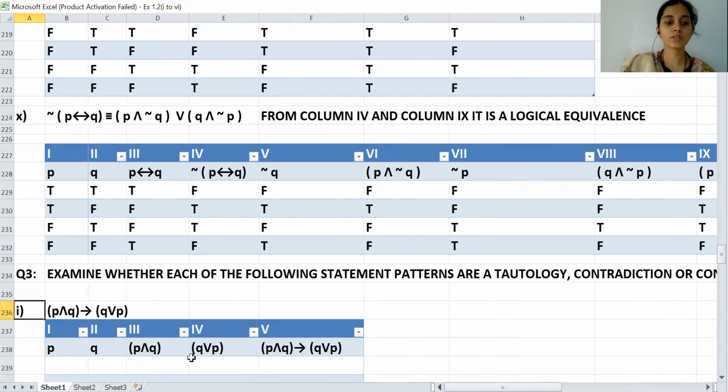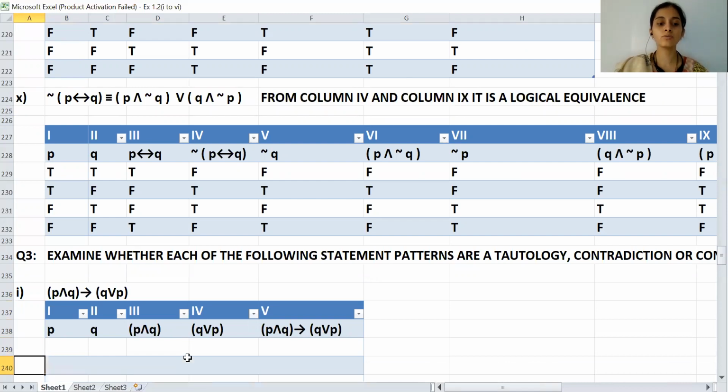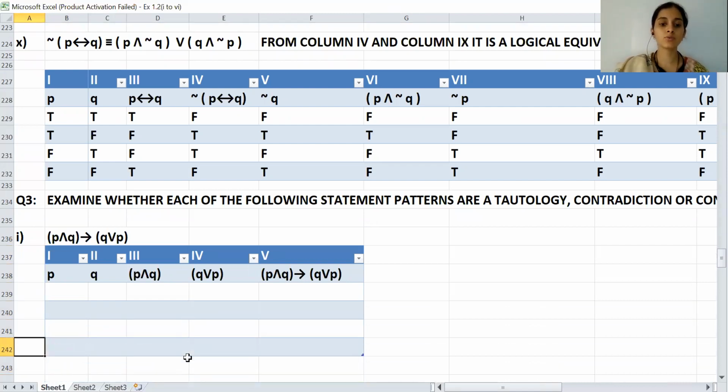That means they have given you a statement pattern, and you have to determine from the last column whether it is a tautology. What do we understand by tautology? All the last column values should be true, then it is a tautology. What is a contradiction? All the last column values should be false. And contingency is neither all true nor all false; it could be true, false in any pattern.